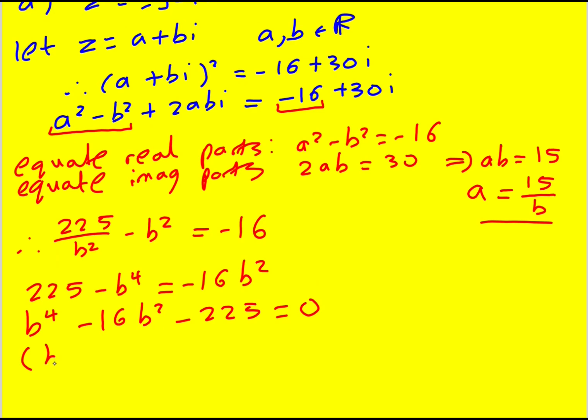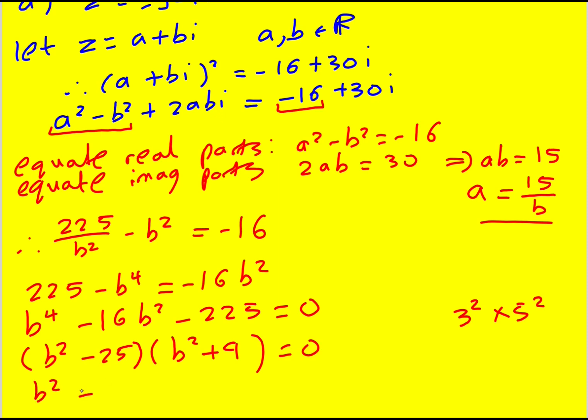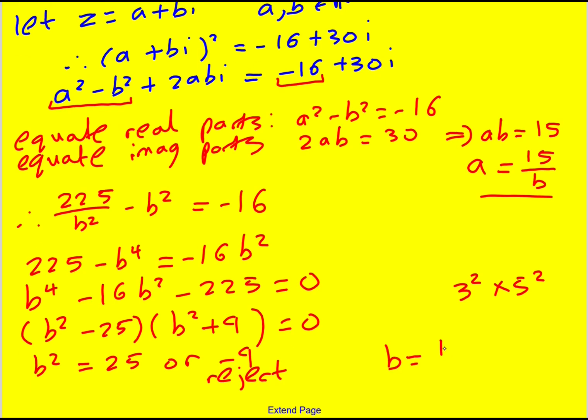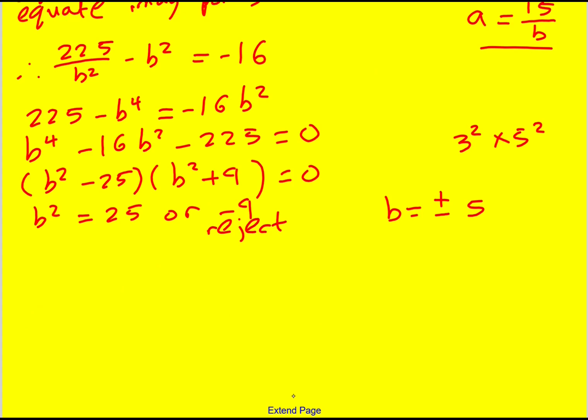This does factorize. I'm going to factorize it in terms of b squared. It's not going to be 15 and 15, so we can think about the prime factorization. I've got 3 squared times 5 squared here. So if I go with actually 9 and 25, that will work. So b squared minus 25 and b squared plus 9. So b squared equals 25 or minus 9. I'm going to reject that one because that would lead to an imaginary b, and we've said that it's real. Therefore, b is plus or minus 5.